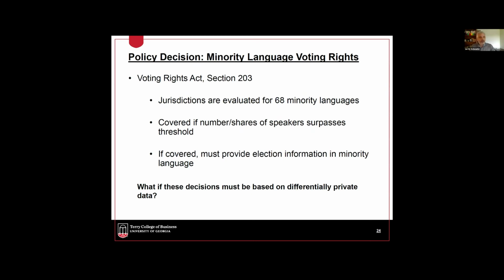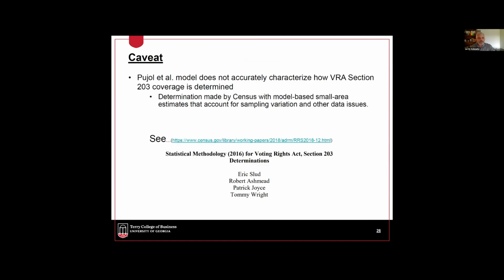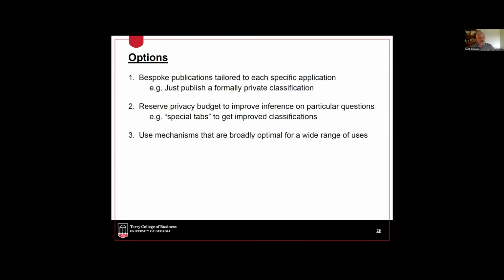In the interest of time, I'm going to skip past this application of thinking about the policy decision, but I'll come back to this in a different way towards the end.